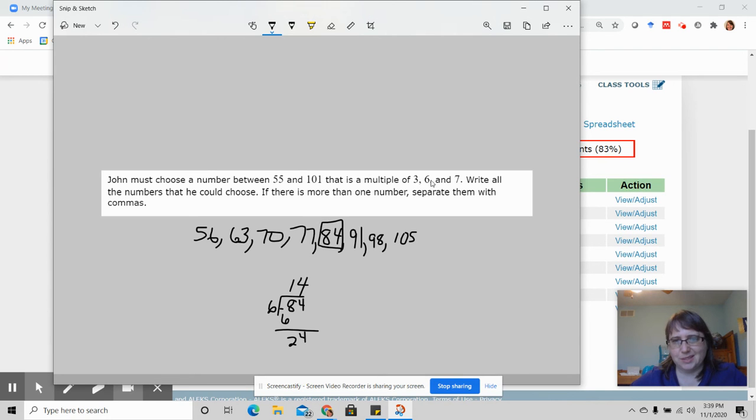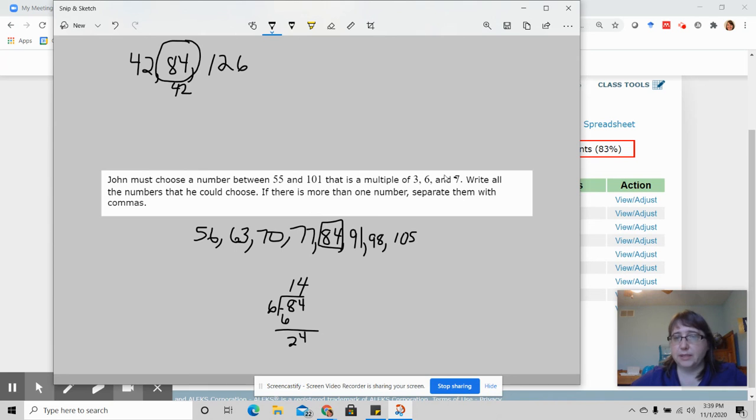So 3 again goes into 6. 6 and 7 are only one away from each other, so it's going to be the product of those. So if I start listing the multiples of 42, 42 plus 42 is 84. 84 plus 42 is 126. So between 55 and 101, the only one that falls in there is this 84.